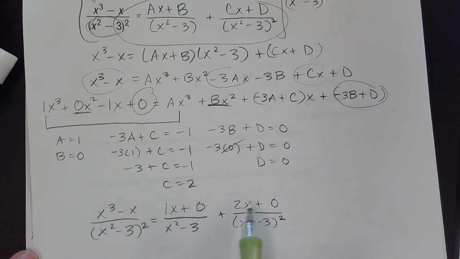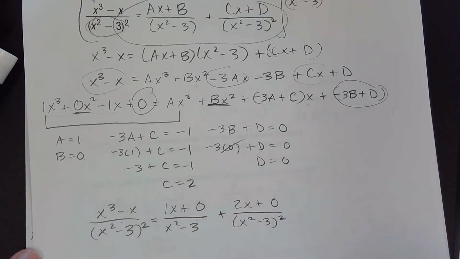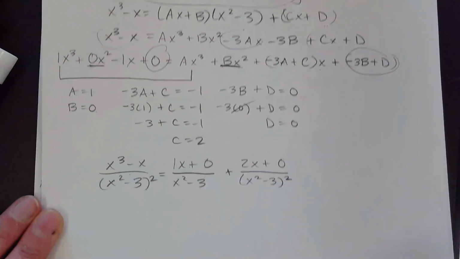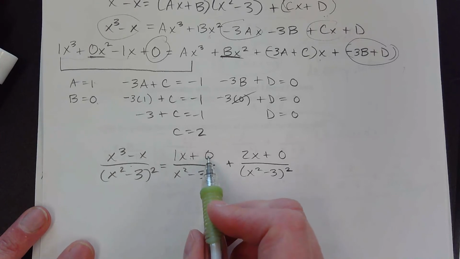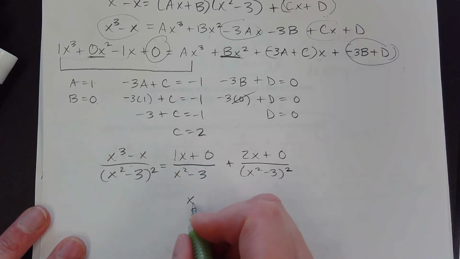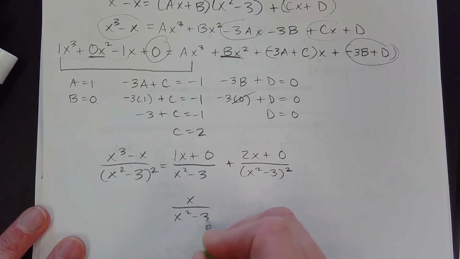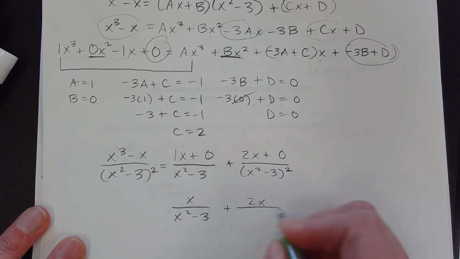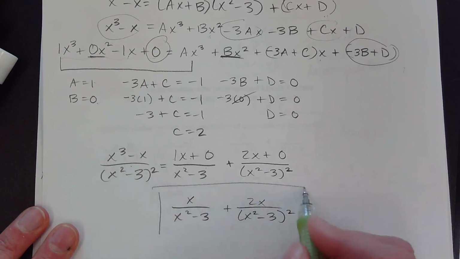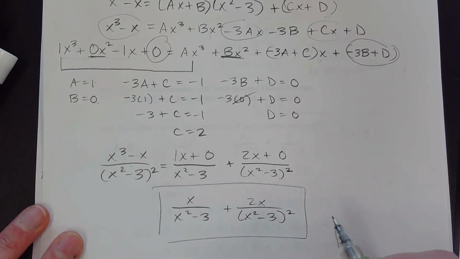And I know that this is not simplified, but I find that doing that all in one step, especially the first day we learn this, is really confusing. So I'm going to take an extra step. And I know I don't need to write down the plus 0. I don't need to write down the 1. So this is just an x over x squared minus 3. And here I have a 2x over the quantity x squared minus 3 squared. So that is going to be my partial fraction decomposition.